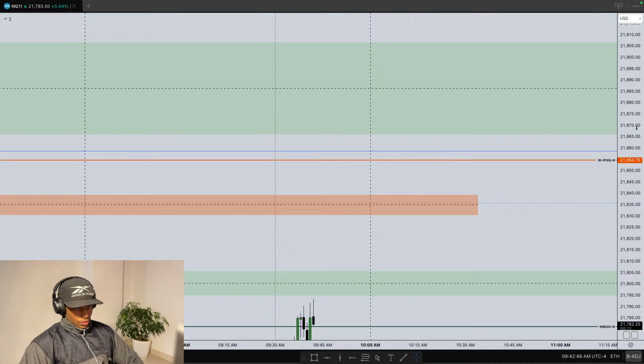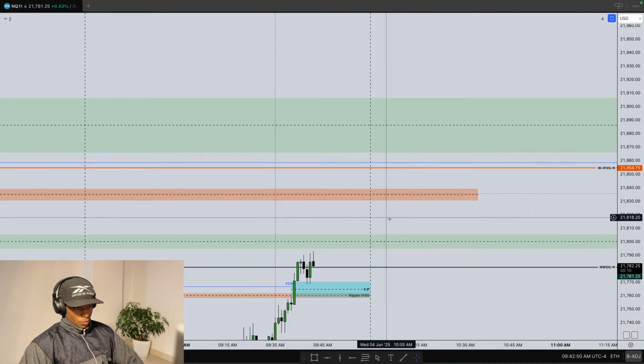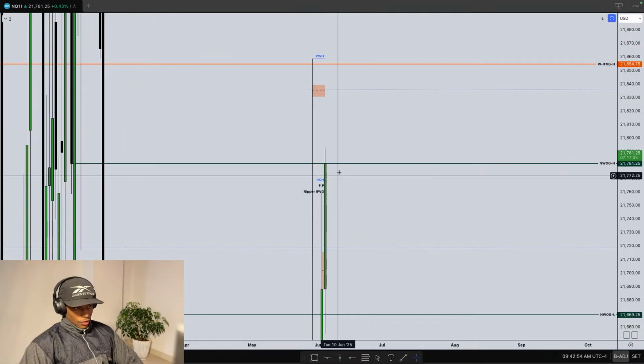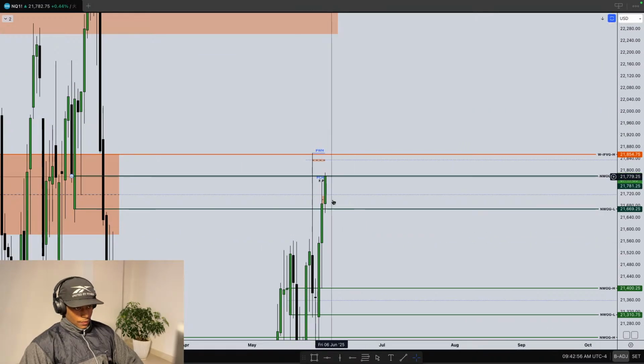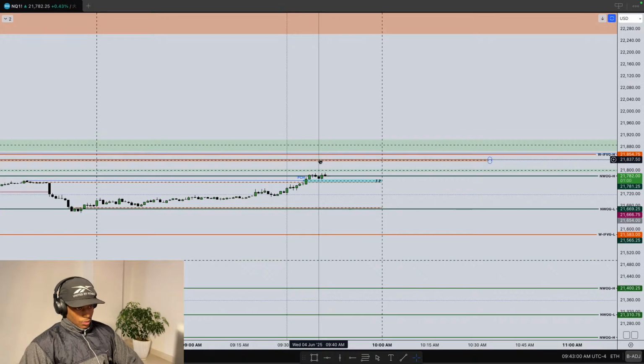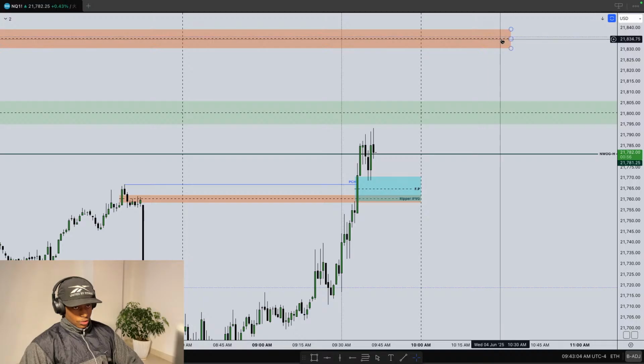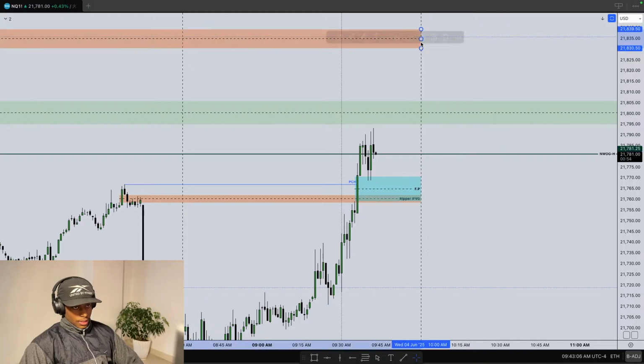Even if it doesn't want to reach up into the previous week's high, and price wants to start accumulating in the daily range in here, if it wants to move back and forth, it will most likely reach into this inversion up in here.